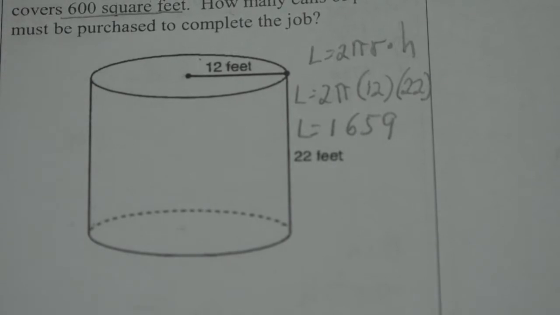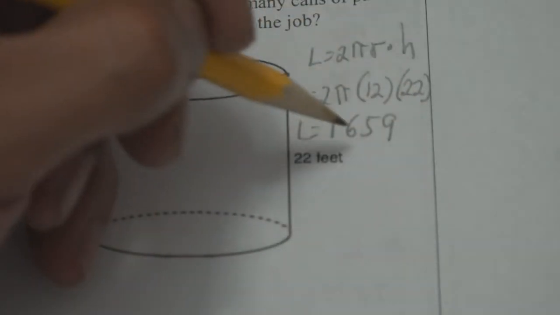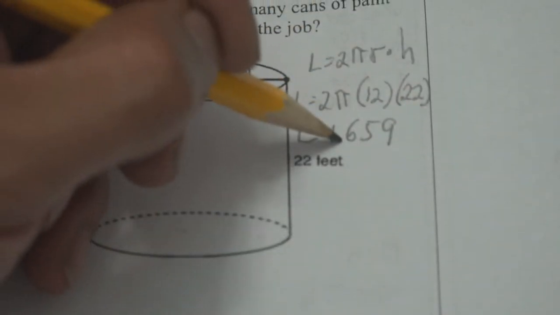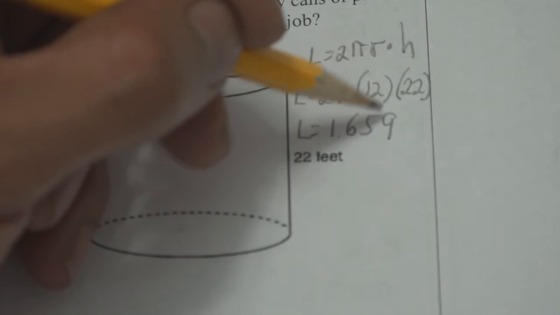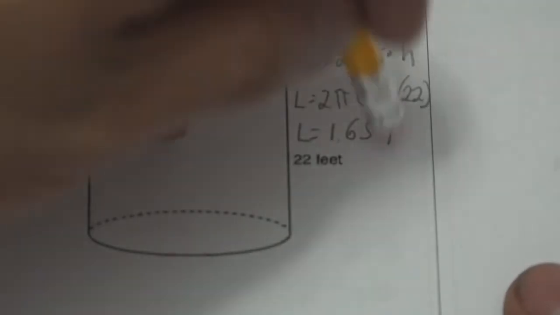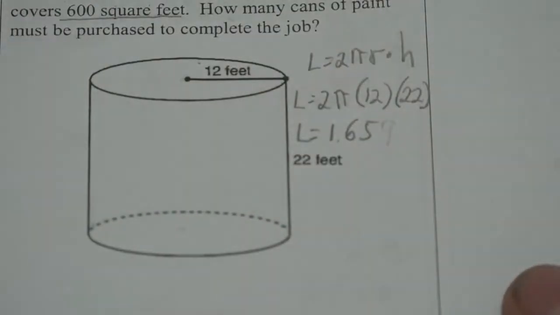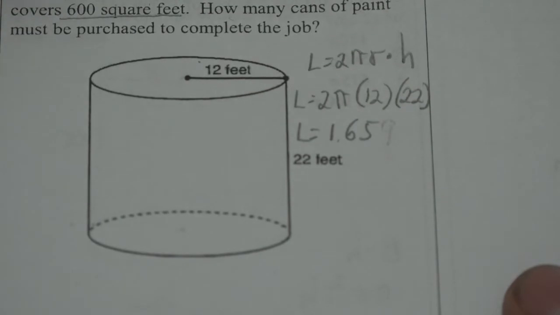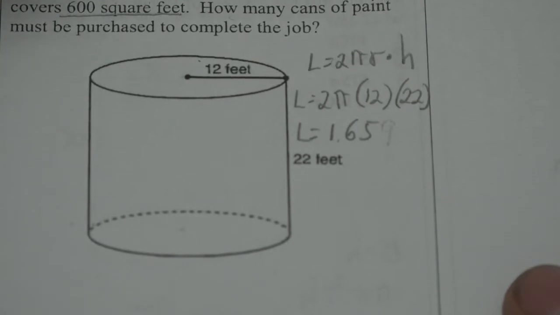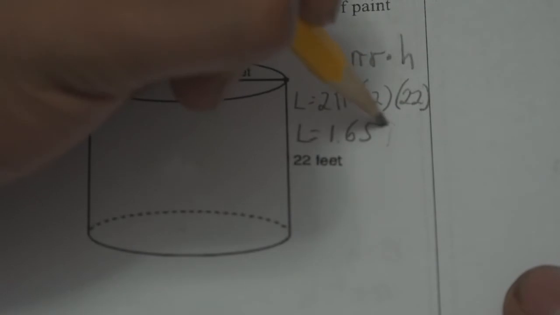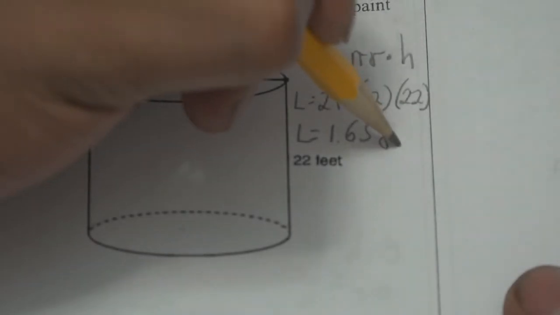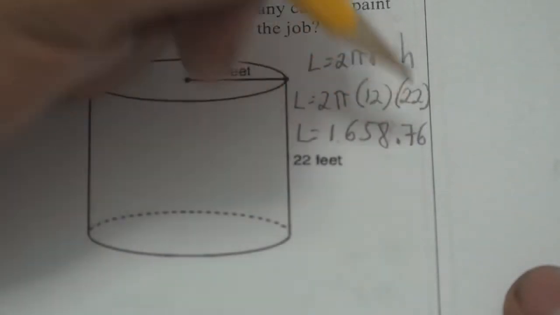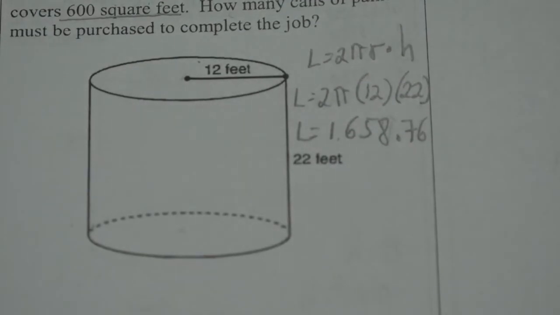Okay. How many cans of paint must be purchased to complete the job? All right, so I could leave this as 1658.7, and you know what? I'm gonna do it like that because I don't see anything telling me to round. It doesn't say anything to the nearest something, so 1,658.76. Okay. All right then.